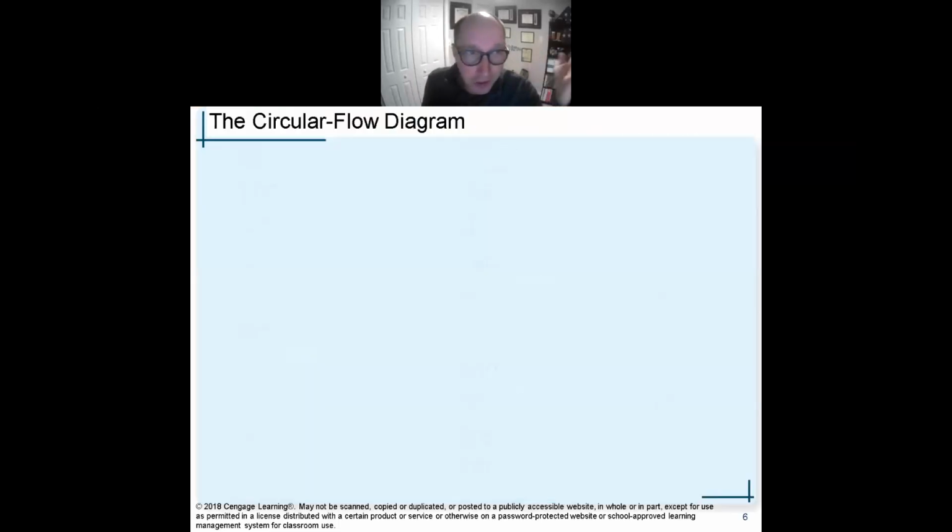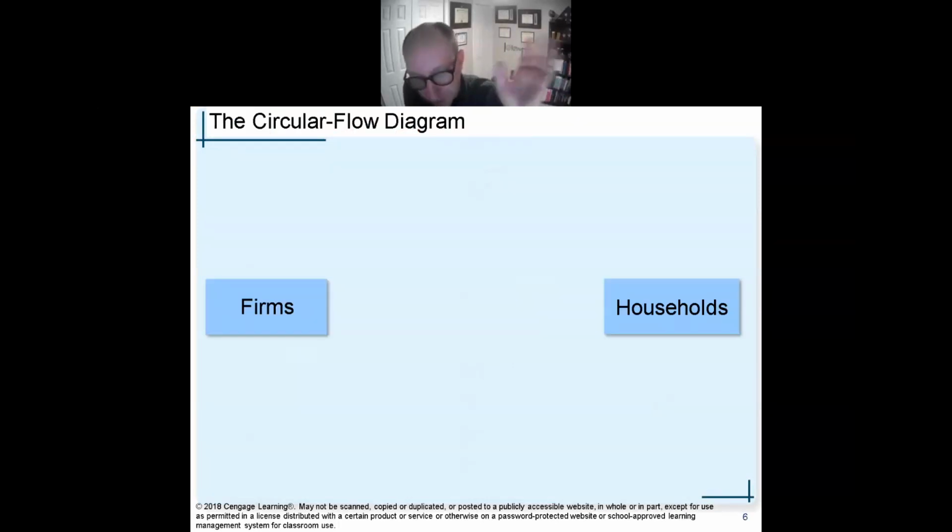The best way I can show you is through this circular flow diagram. I personally like this, okay? So we have the two groups. You have the households. That's where we all live, yeah?